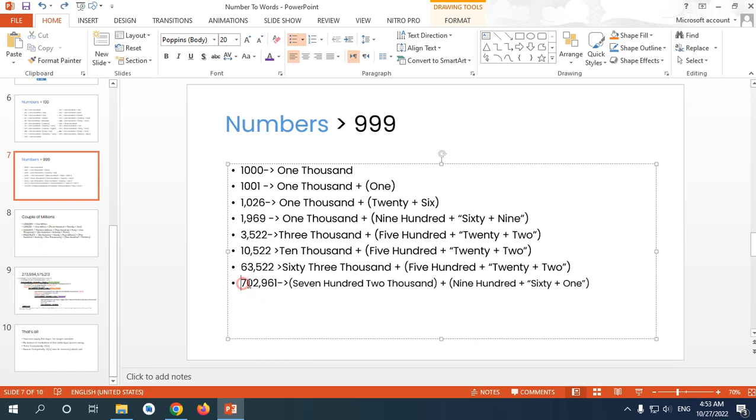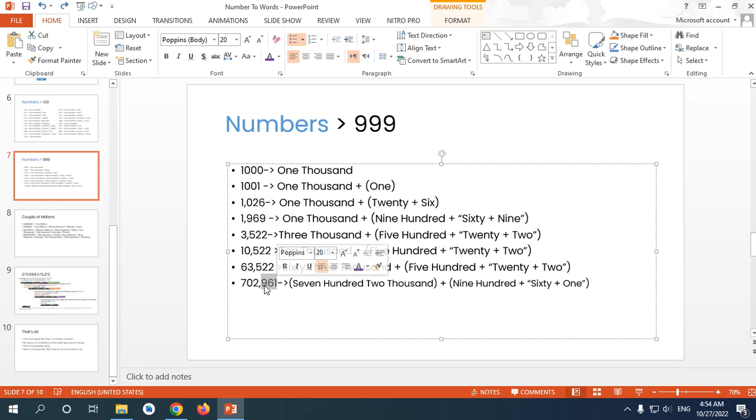Alright, so a big number, 702,961. How can we calculate this? There are 3 digits here, and there are 3 digits at the right side. So let's calculate the left side first. We have 7 here, so 700, and we have 2 digits here which are smaller than 20, so its unique value, so 702,000 because of the 3 numbers next to it at the right side.